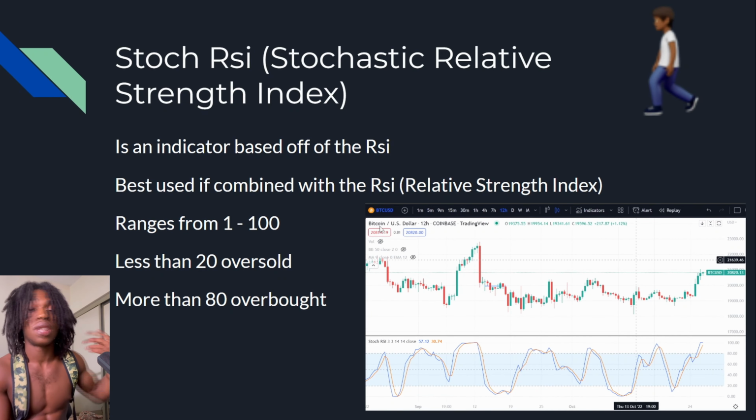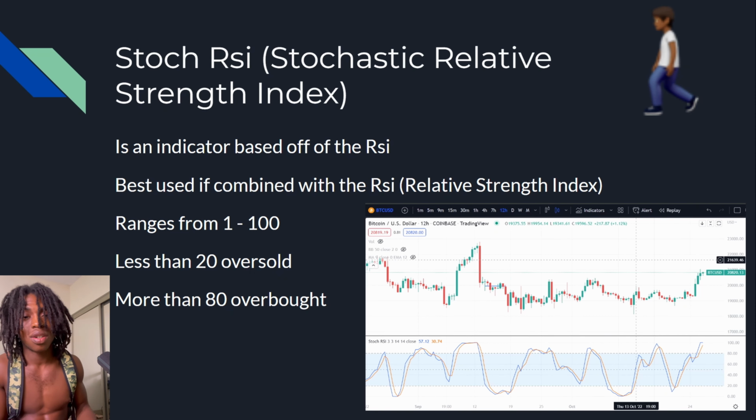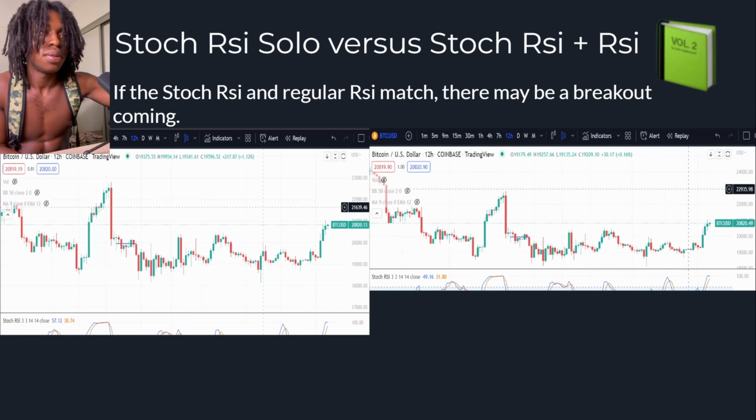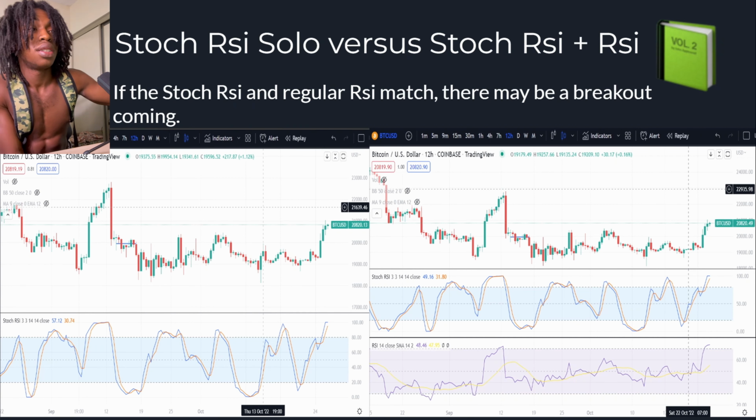Right, on to the next one, stock RSI. It's an indicator based off of the RSI. It's best used combined with the relative strength index, what we just went over. It ranges from 1 to 100. Less than 20 is oversold, and more than 80 is overbought. So similar to the other RSI, the stock RSI solo is on the left side, then the stock RSI plus the regular RSI is on the right side.